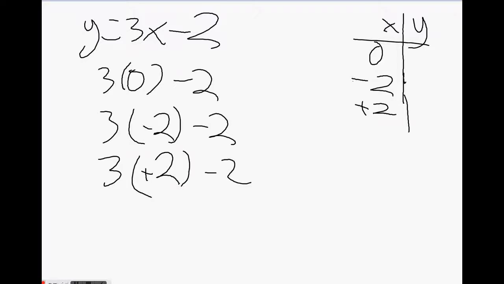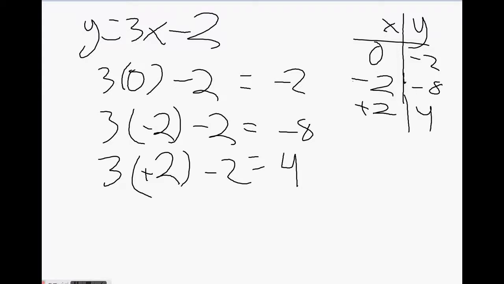So 0 minus 2 is minus 2. 3 times negative 2 is negative 6. Negative 6 minus 2 is negative 8. Very good. And 3 times 2 is 6, and 6 minus 2 is 4. So if x is 0, it's going to be negative 2. If x is negative 2, it's negative 8. And if x is positive 2, it is 4.